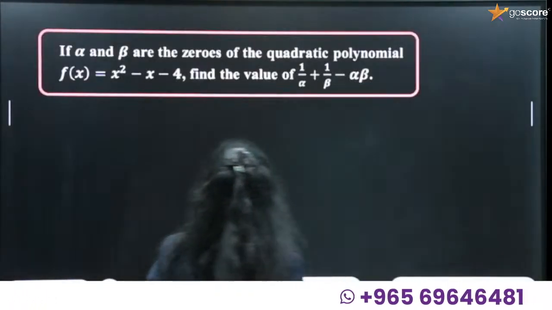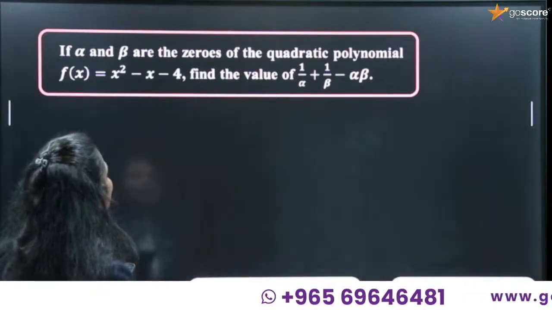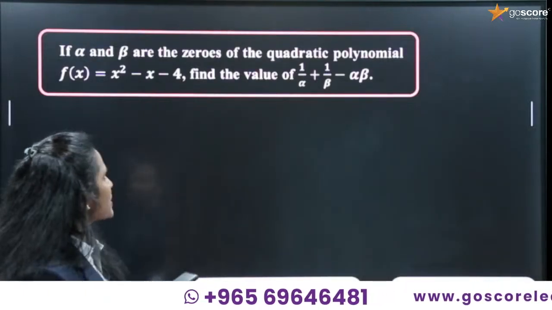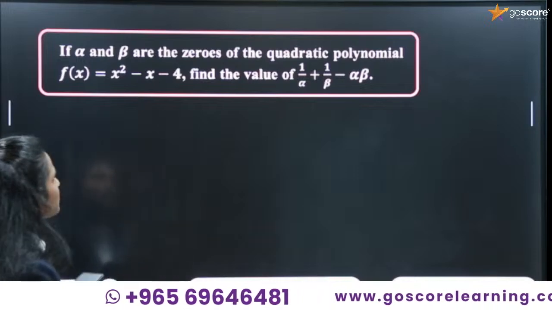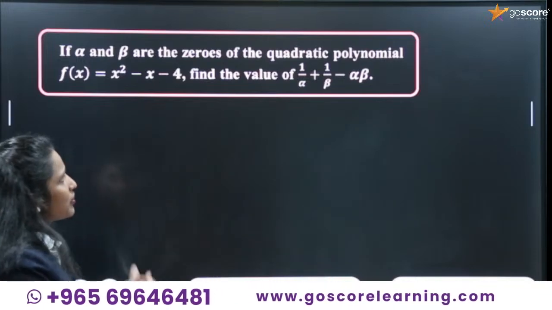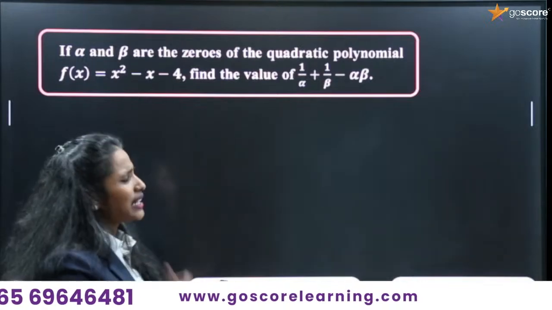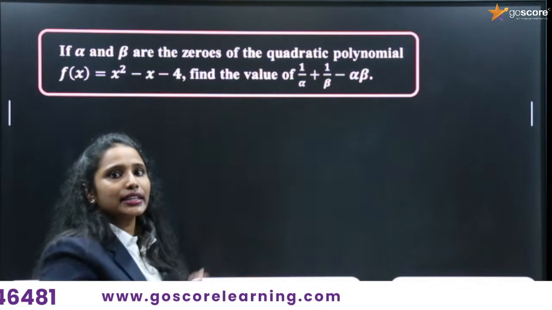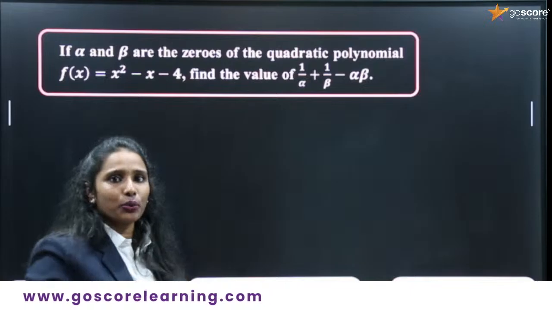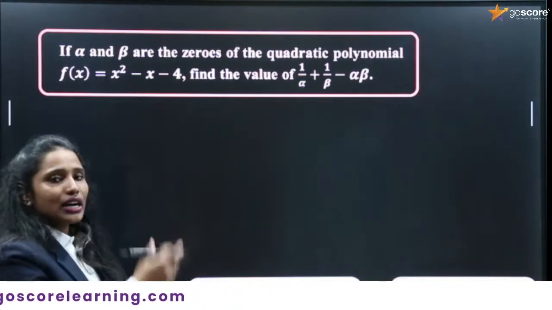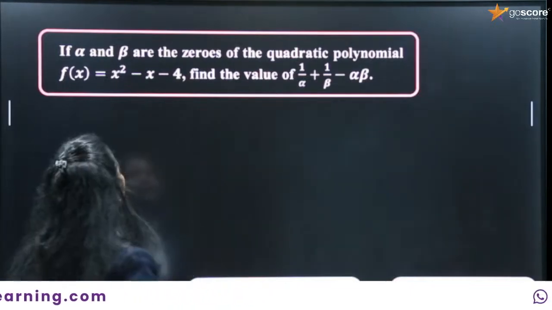Next question. Alpha and beta are the zeros of the quadratic polynomial f of x equal to x square minus x minus 4. Then find the value of 1 by alpha plus 1 by beta minus alpha beta. Something is again added. 1 by alpha plus 1 by beta we know. We just finished the question. Now it is something added, minus alpha beta.